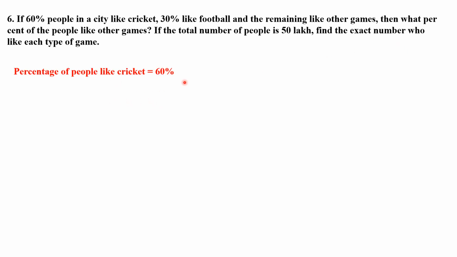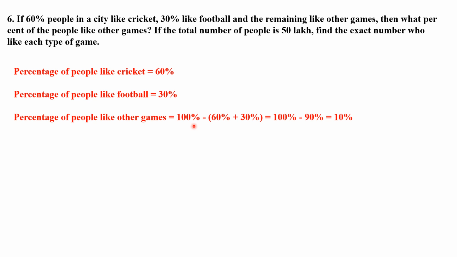The percentage of people who like cricket is 60%, and the percentage who like football is 30%. So the percentage of people who like other games will be 100% minus 60% plus 30%, which is 100 minus 90, giving 10%. So 10% of the people like other games. Now the second part: if the total number of people is 50 lakh, find the exact number who like each type of game. From 50 lakh, we have to find how many people like cricket, football, and other games.